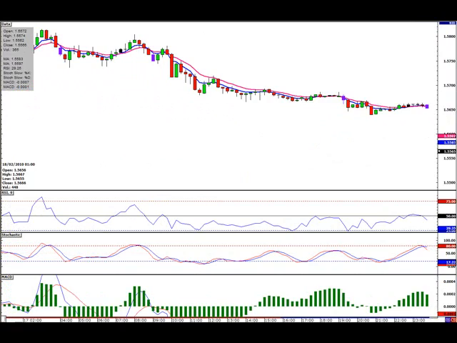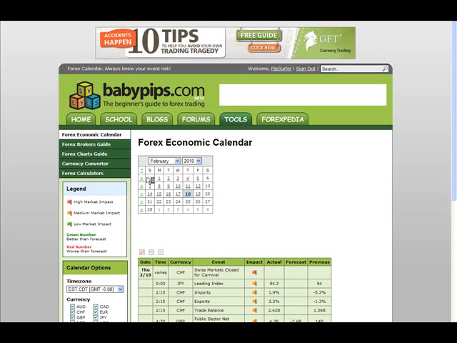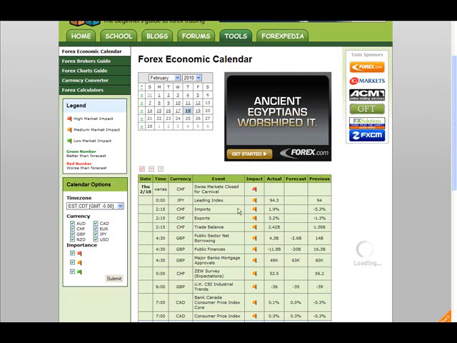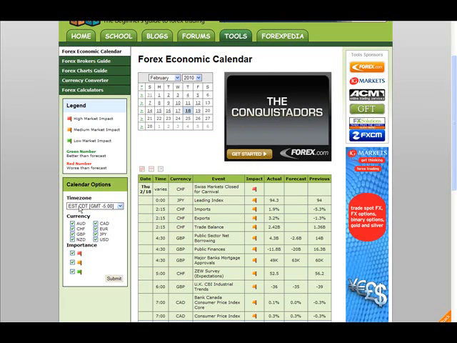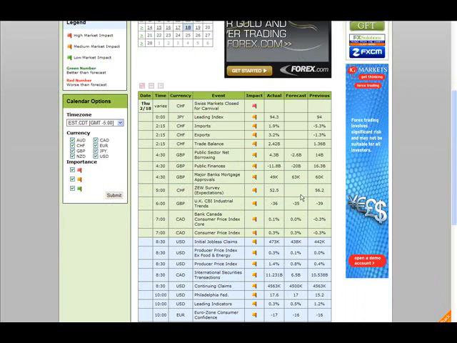So now I'm on my 15-minute chart, and I moved it back to before midnight so you can see what it looks like. We've got to take a look at our news events. So just go to babypips.com, click on the Tools tab, and it's going to pull up the news events for the day. Again, set your time zone to the correct time zone, GMT minus 5. And we're looking for news that affects the sterling or the dollar.